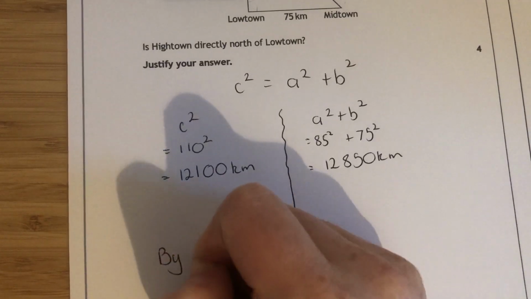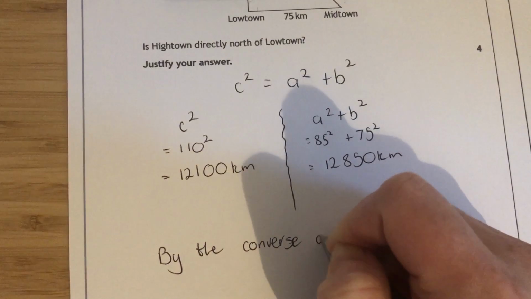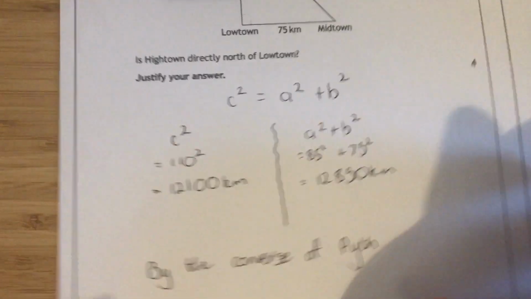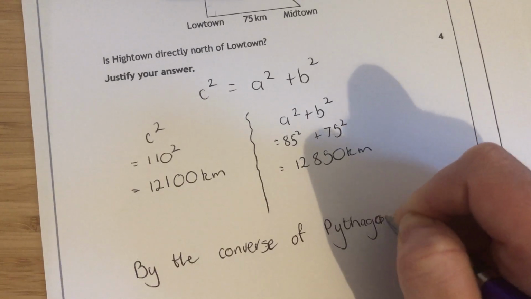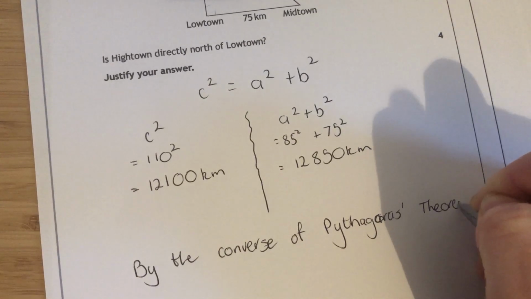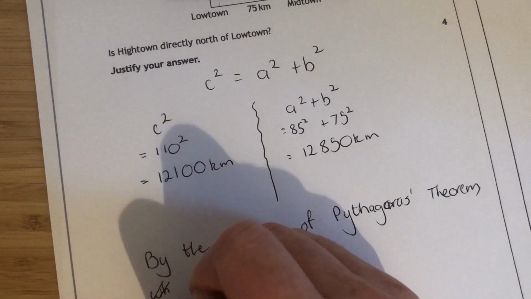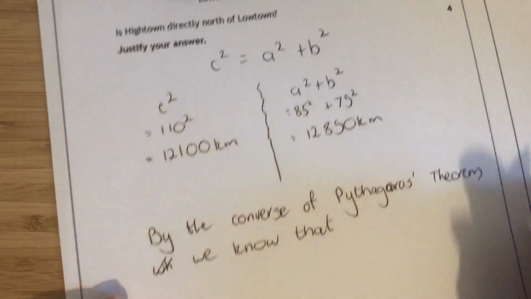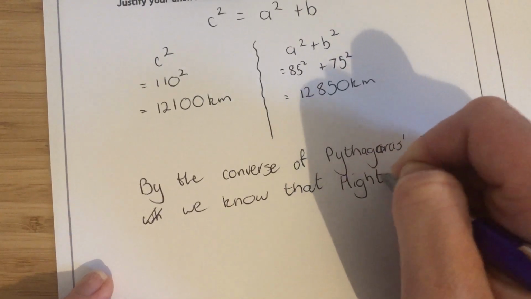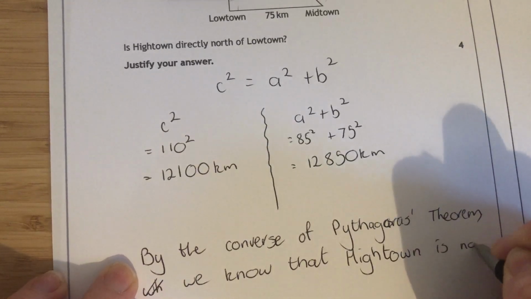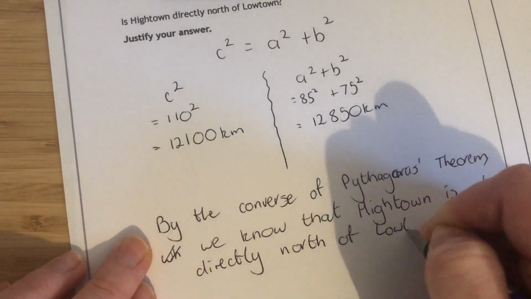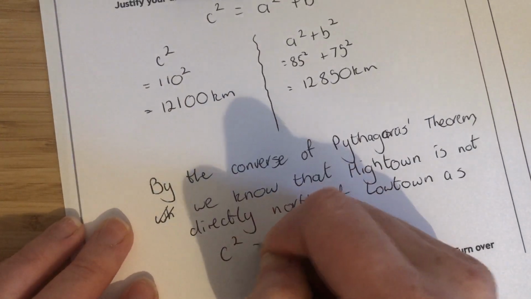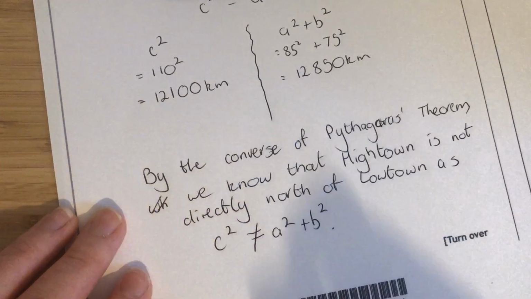By the converse of Pythagoras theorem, we know that High Town, just looking back to the question, High Town is not directly north of Low Town, as c squared does not equal a squared plus b squared. And that's you. Right, we're now going to look at one final one.